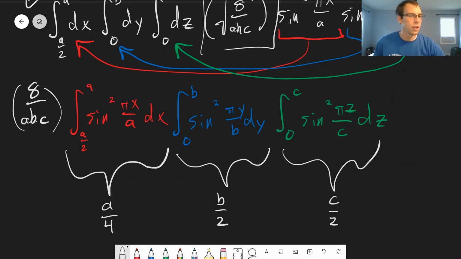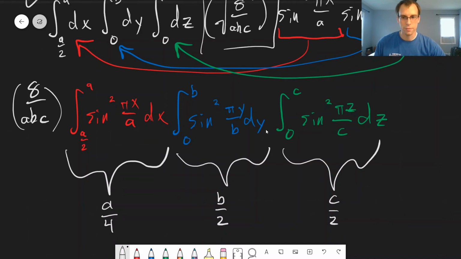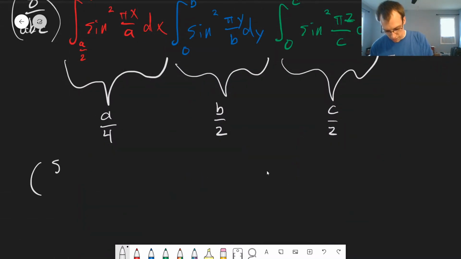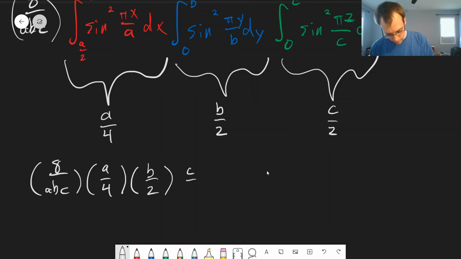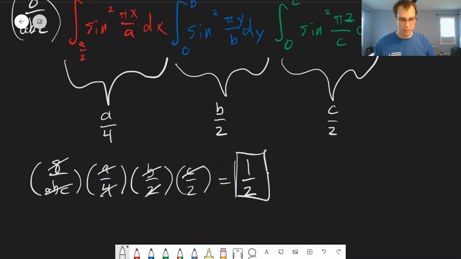If we multiply all this out, our final result is our constants, we can't forget about those, 8 over abc, times a over 4 times b over 2 times c over 2. All the abc cancels, and 4 times 2 is 8, so those cancel, and overall we get 1/2, which is the answer we expected at the beginning. I skipped the actual solving of each individual integral, but we've already seen that. If you need a refresher, you can go back and look at the examples from chapter 3.